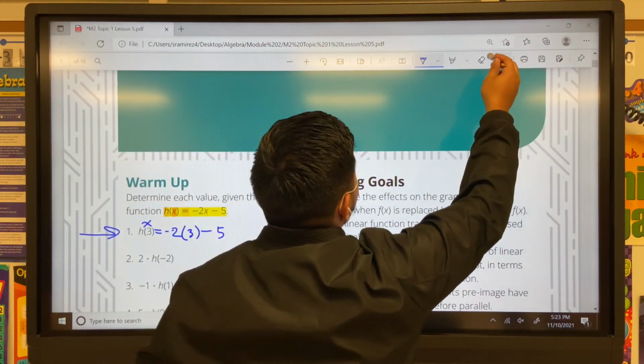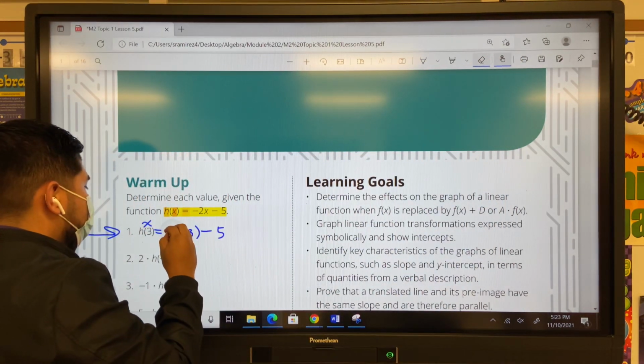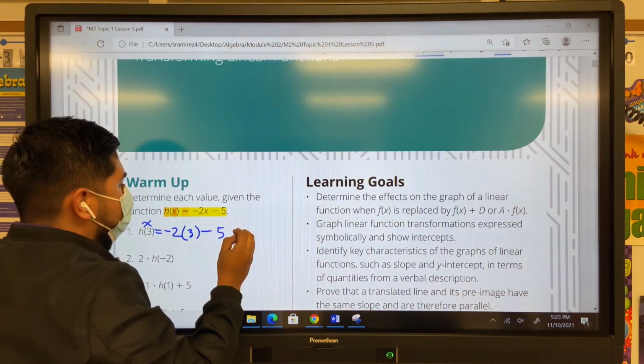Now, I would encourage us to be able to do the arithmetic, -2 times 3, minus 5, all that great stuff, but some of us still need a little bit of help, which is no problem. We're going to make sure that we get the right answer no matter what.